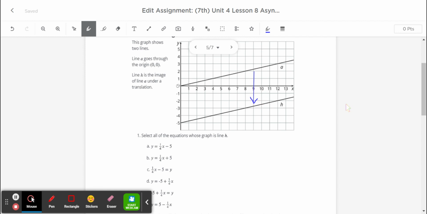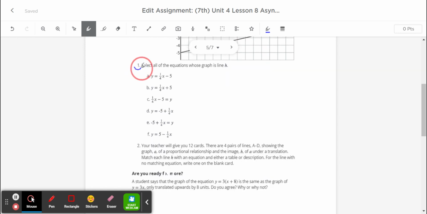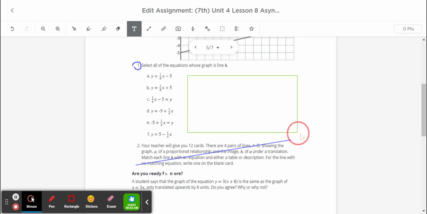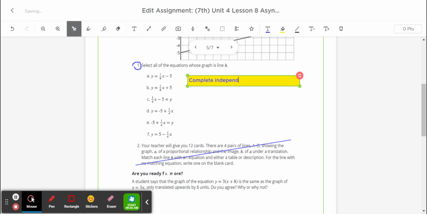Now, the question says, select all of the equations whose line is graph H, and you are going to skip question 2 because question 2 requires some cards that you will not have access to. Instead, I want you to focus on question 1, matching the equations whose graph is line H. Complete this question independently, and you can check your work with our class notes, which will be posted at 1 p.m.